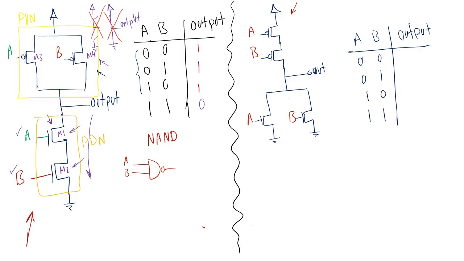Okay, I hope you've done this yourself. Let's try to think about this. If you think about it, the output only connects to the VDD if both A and B, let's call these transistors the same names, M1, M2, M3, M4, if both M3 and M4 are conducting.